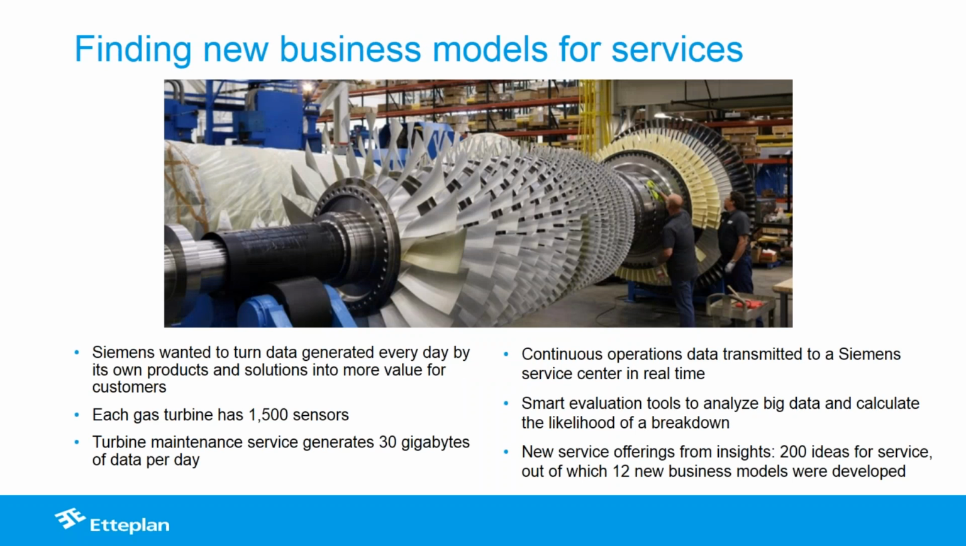In this case, what Siemens did, they wanted to turn the data generated every day into more value for its customers. So this particular gas turbine that you're looking at has about 1,500 sensors in it, and it generates about 30 gigabytes of data per day. So we're talking about big data here, right? Now, through smart evaluation tools, they were able to analyze this data and turn it into new service offerings. So 200 ideas for service, out of which 12 new business models were developed just by using that data.